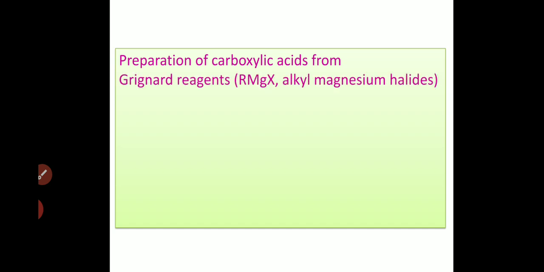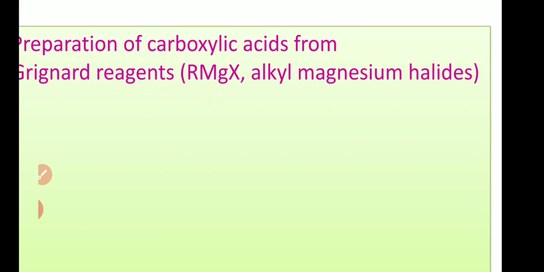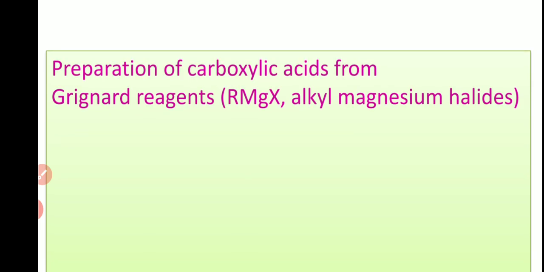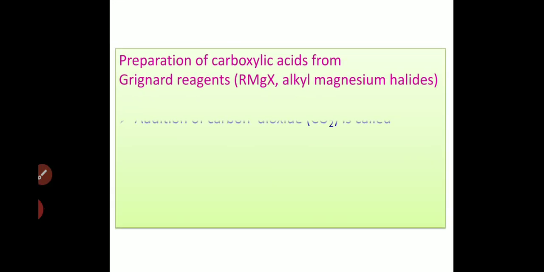Now coming to the next method, the most important method, preparation of carboxylic acids from Grignard reagent, RMgX. What do we mean by RMgX? Alkyl magnesium halides. So RMgX, Grignard reagent, alkyl magnesium halide, is very important for many competitive examinations. In many competitive examinations, the meaning of RMgX is asked and what it is called, Grignard reagent. So how do Grignard reagents help us in producing carboxylic acids?